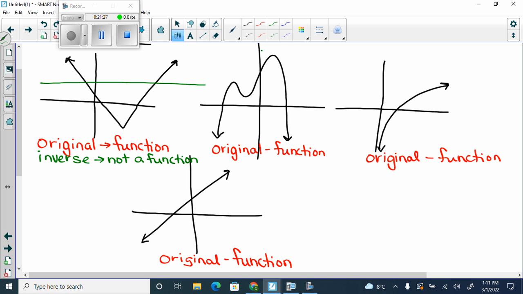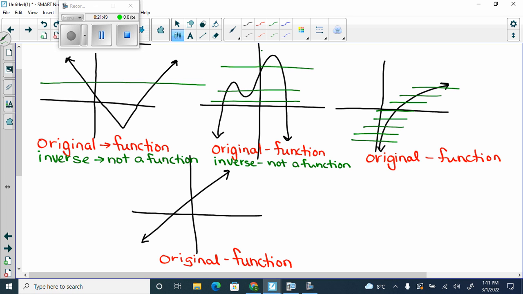What about this one? Well, here's 2. Here's 4. What is this one going to be? Okay, what about this one? Did it pass? Yeah. So my inverse is a function. What about this one? Did it ever cross more than once? No.